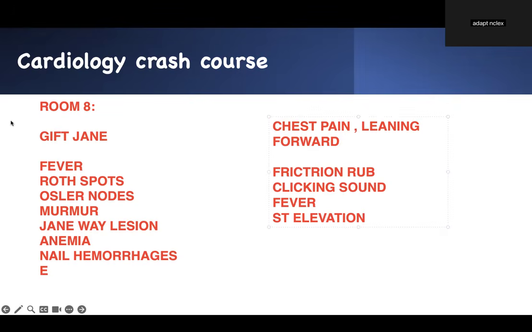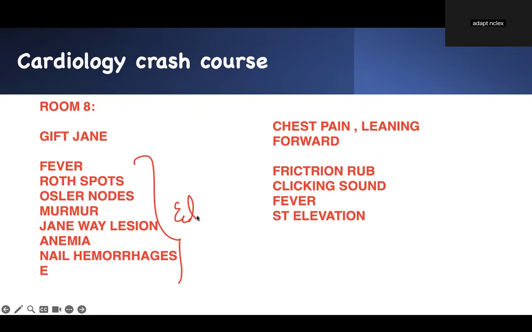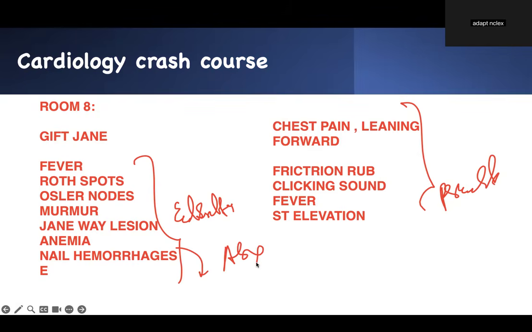I can tell you, number one, this patient has endocarditis. And this patient has pericarditis. That's the difference. How do you manage them? Endocarditis, mostly antibiotics, long-term antibiotics. You have to draw blood cultures, then you give them long-term antibiotics. They may need antibiotic prophylaxis in case they have a dental procedure so that they don't get into trouble.